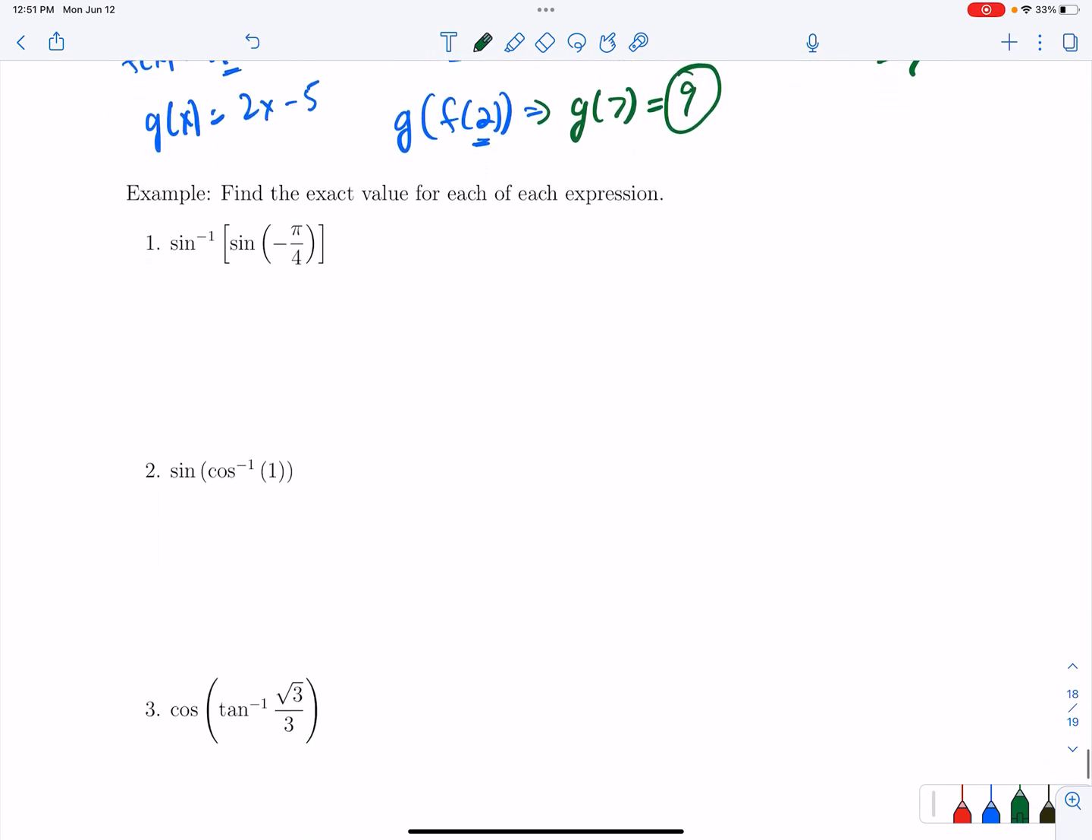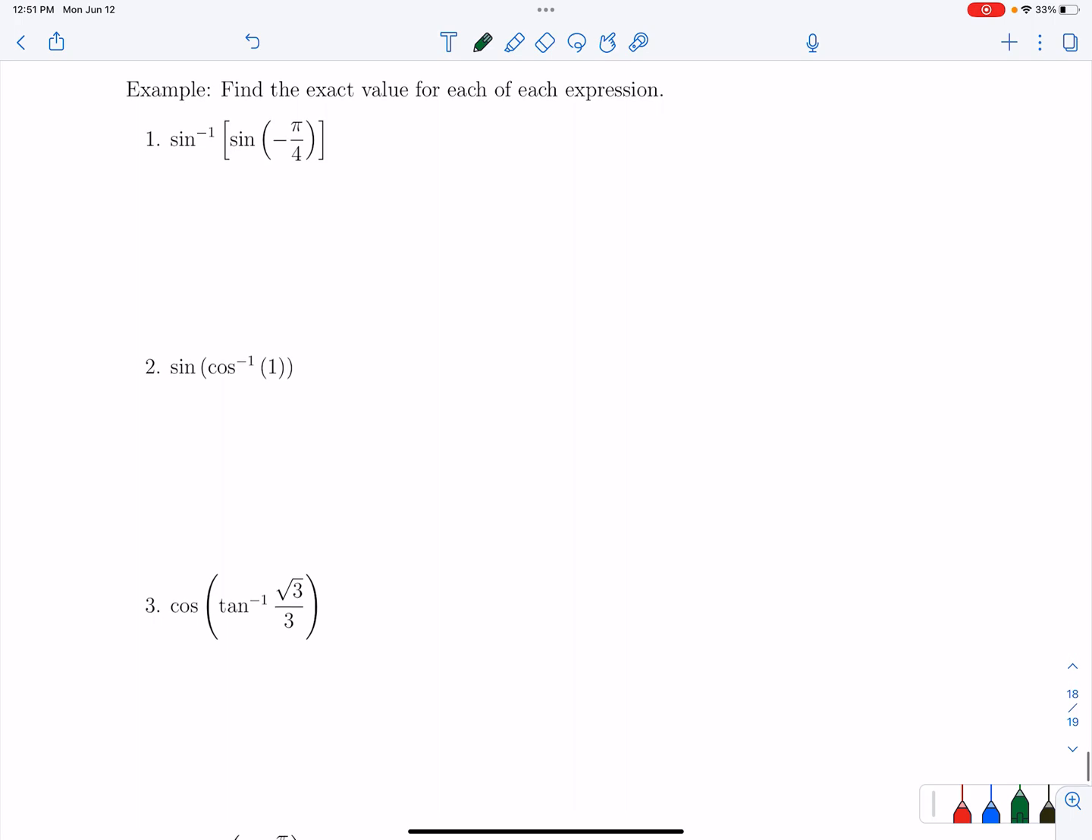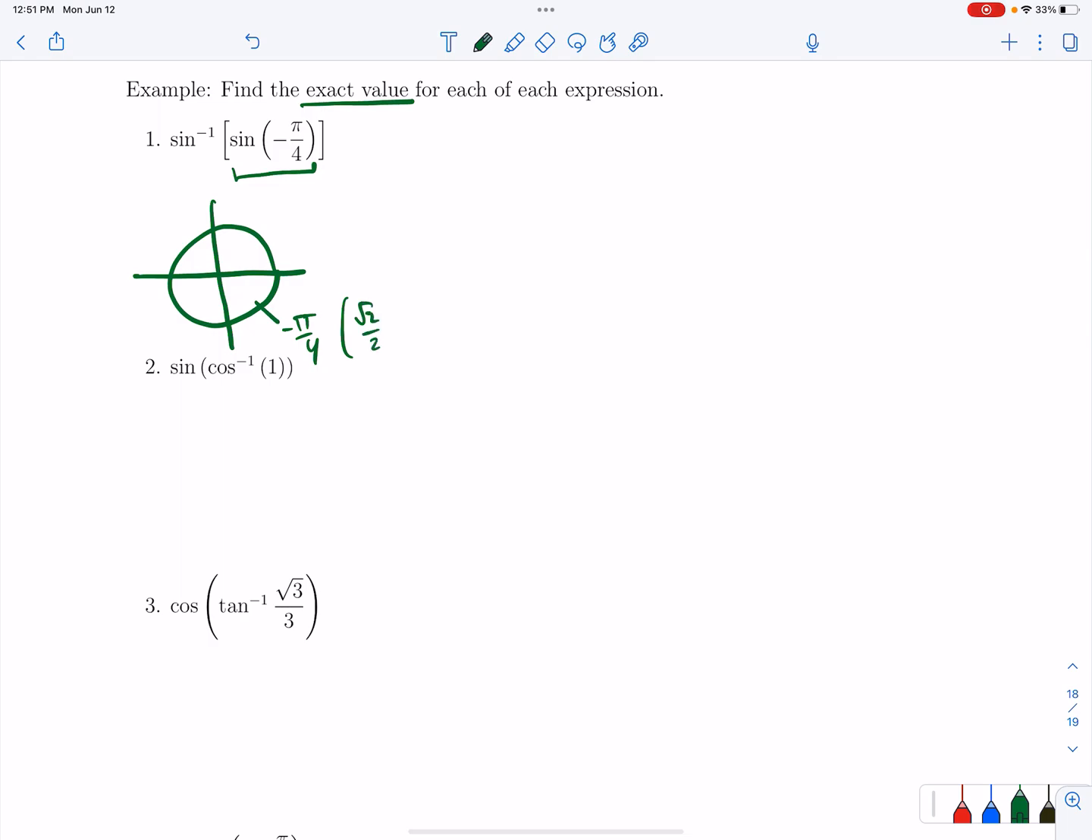So let's go through what happens when we have trig functions and inverse trig functions. So find the exact value here. Okay, so on the inside part, this is saying sine of negative pi over 4. That's just the regular function saying at negative pi over 4, which is down here, what is the sine value? Those coordinates are positive root 2 over 2, negative root 2 over 2. So the sine value at negative pi over 4 is negative root 2 over 2.